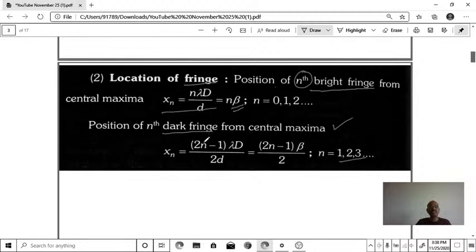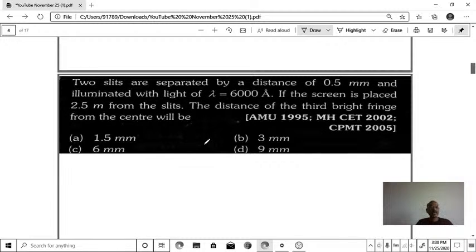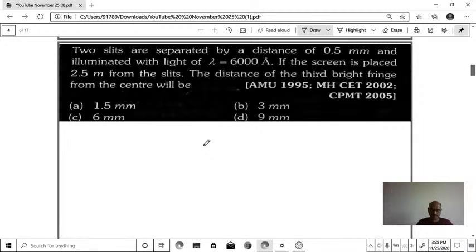Now based on this concept, let us see the problem. Here is the first one. Two slits are separated by a distance of 0.5 mm and illuminated with light of wavelength 6000 angstrom. If the screen is placed 2.5 meter from the slit, so capital D is given, wavelength is given. Two slits are separated by 0.5 mm, small d is also given, the distance between the slits. Find the distance of the third bright fringe from the center.